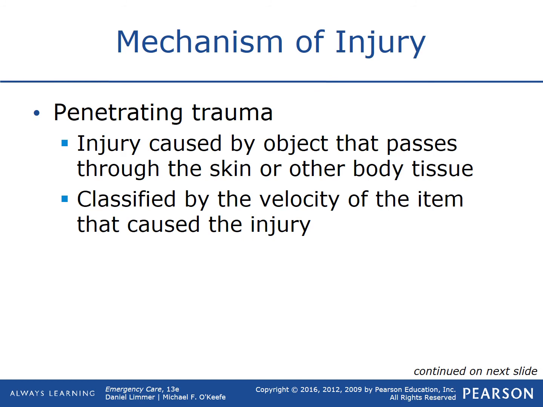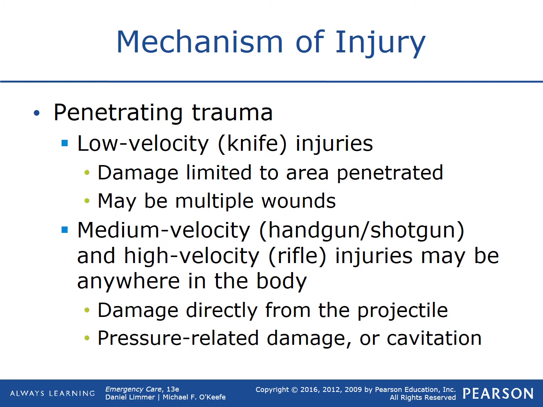Penetrating trauma is anything that passes through the skin. That's a stabbing, a shooting, a person who fell onto something. If the guy in the previous picture had fallen on a nail, that's penetrating trauma. Anything that creates force that goes through the skin and other tissues is a penetrating trauma. Low velocity injuries are knife injuries.